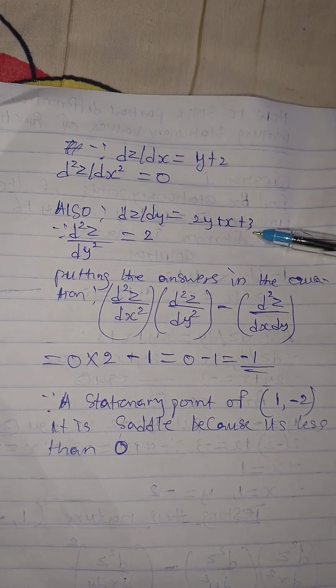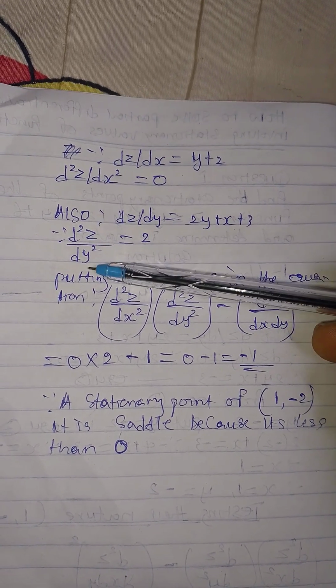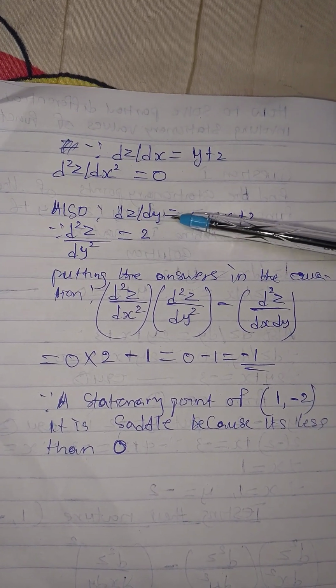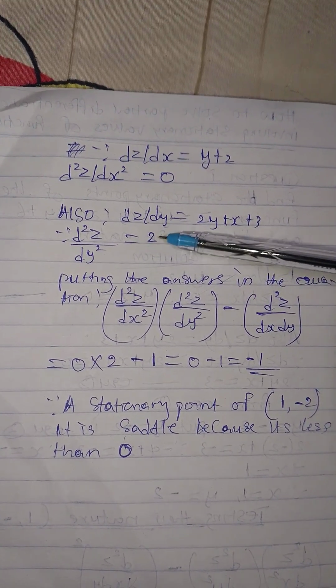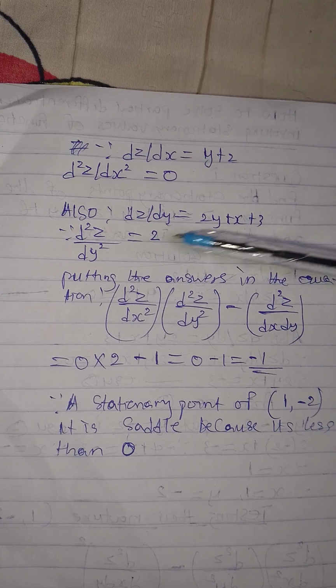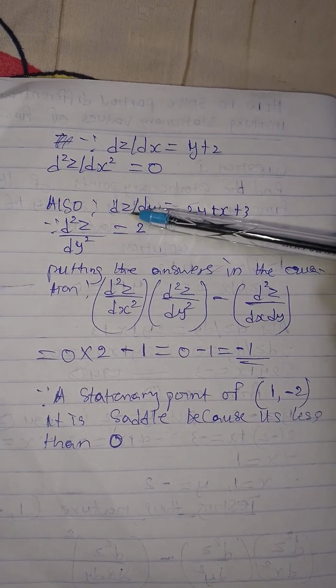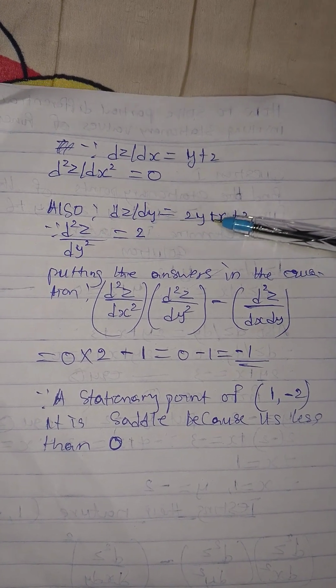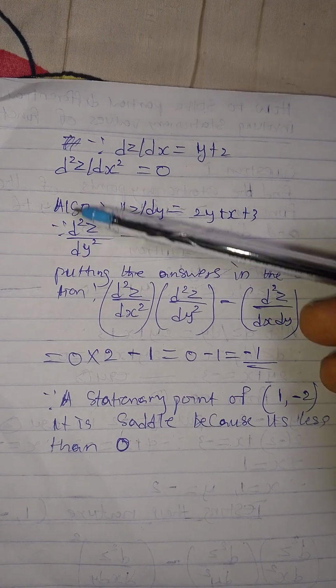Now also, since ∂z/∂y is equal to 2y plus x plus 3, right? Okay, now we have to find what? The ∂²z/∂y². So the ∂²z/∂y² is what? Let ∂z/∂y equal to 2y plus x plus 3. Now you know that we have to differentiate this 2 times. So from our initial, we got ∂z/∂y to be equal to 2y plus x plus 3, right?